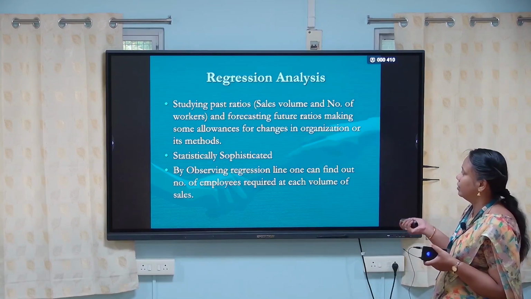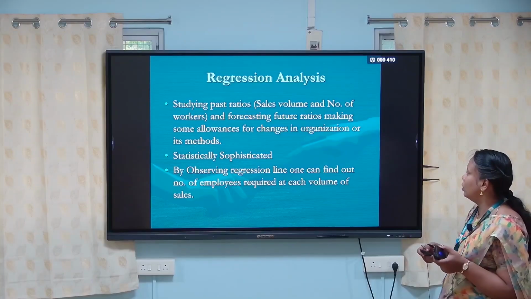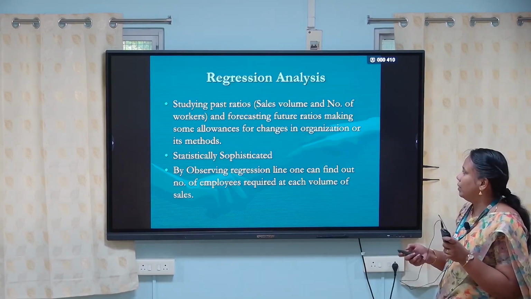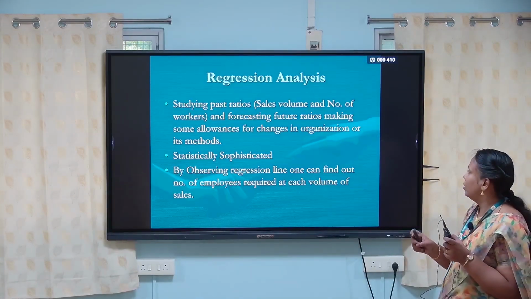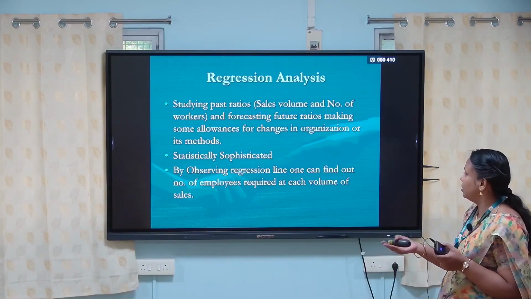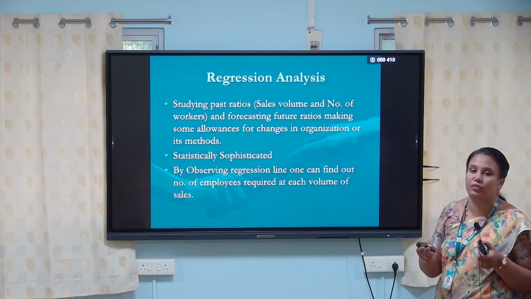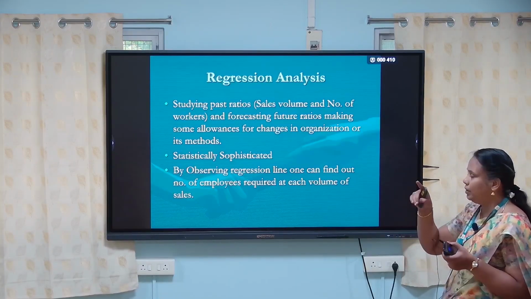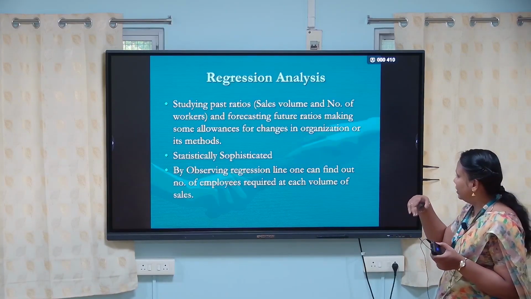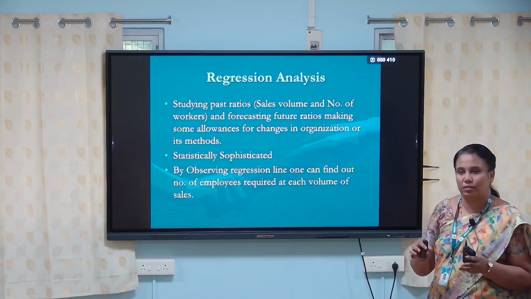The first technique is regression analysis. This is about studying the past ratio, that is sales volume and number of workers involved, and forecasting the future ratios, making some allowances for changes in the organization and its methods. It is a statistically sophisticated method. By observing the regression line, one can find out the number of employees required at each stage of sales.